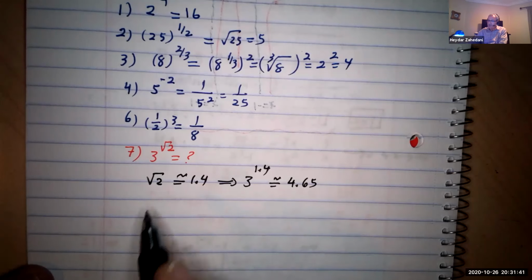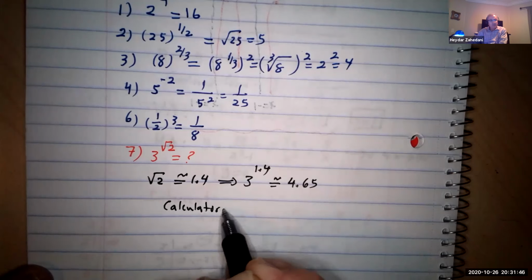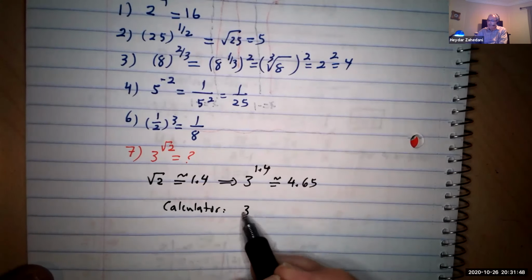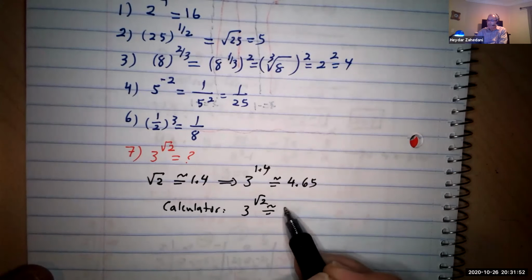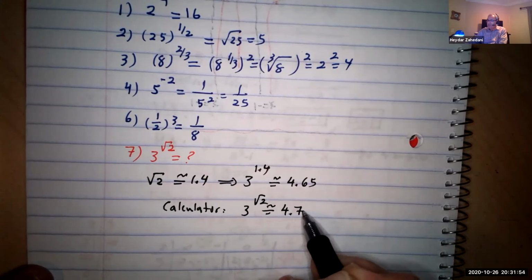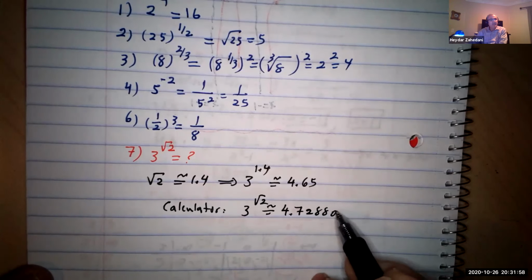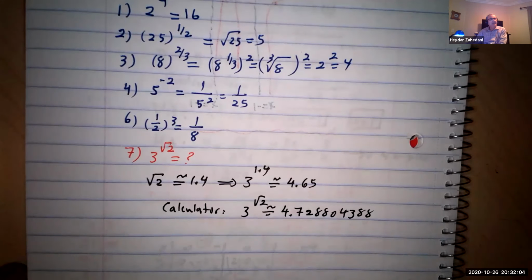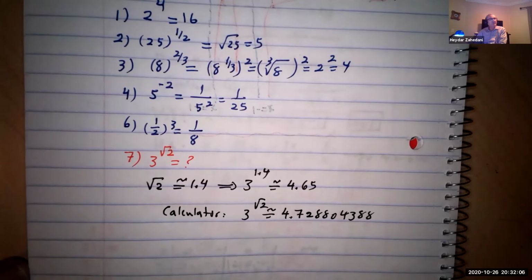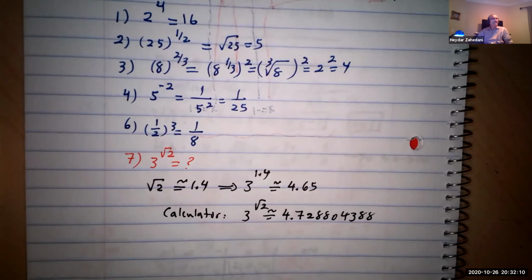If you directly use your calculator, the calculator gives you 3 to the radical 2 is approximately 4.7, depending on how many decimals you would like to have, okay. So it doesn't matter, we can do it. So we can do any powers if you like.